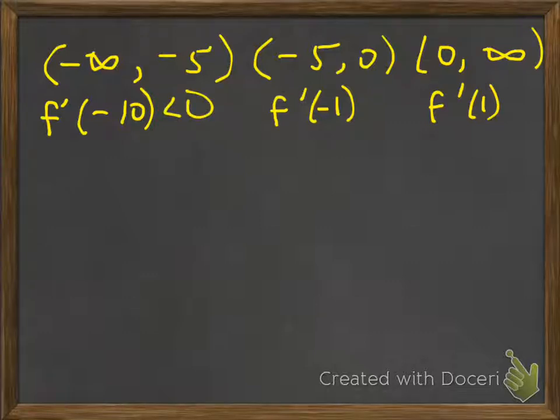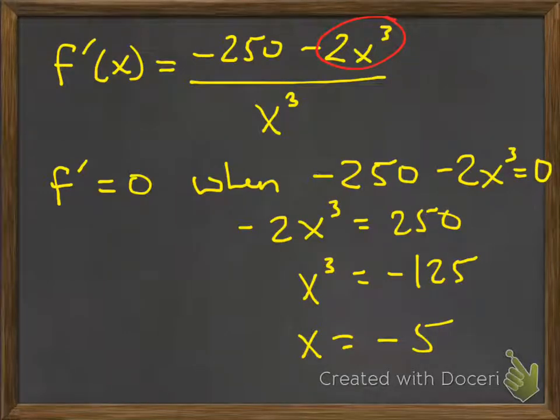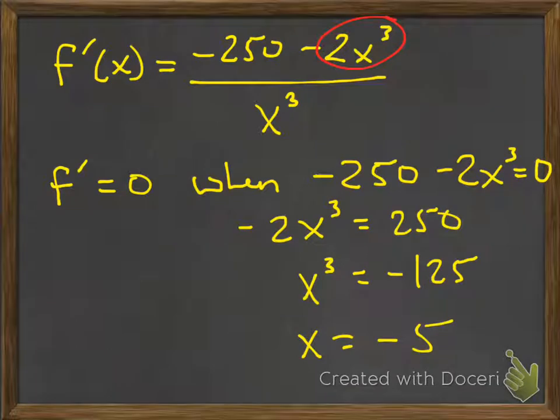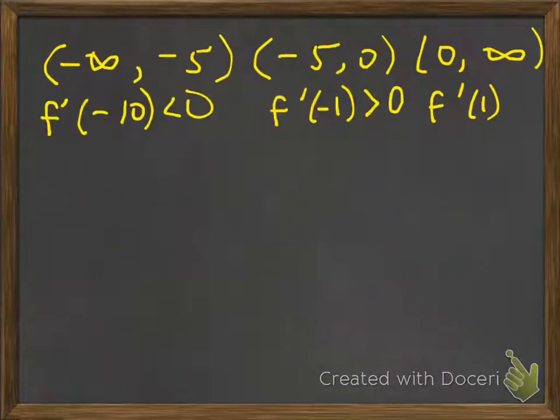Less than 0. Now if I plug negative 1 into the expression, I'm going to end up with a negative number in the numerator and a negative number in the denominator, and a negative divided by negative is positive, so this is going to be greater than 0. And then when I plug in positive 1, I'm going to get a negative number in the numerator and a positive number in the denominator, and negative divided by positive is negative.